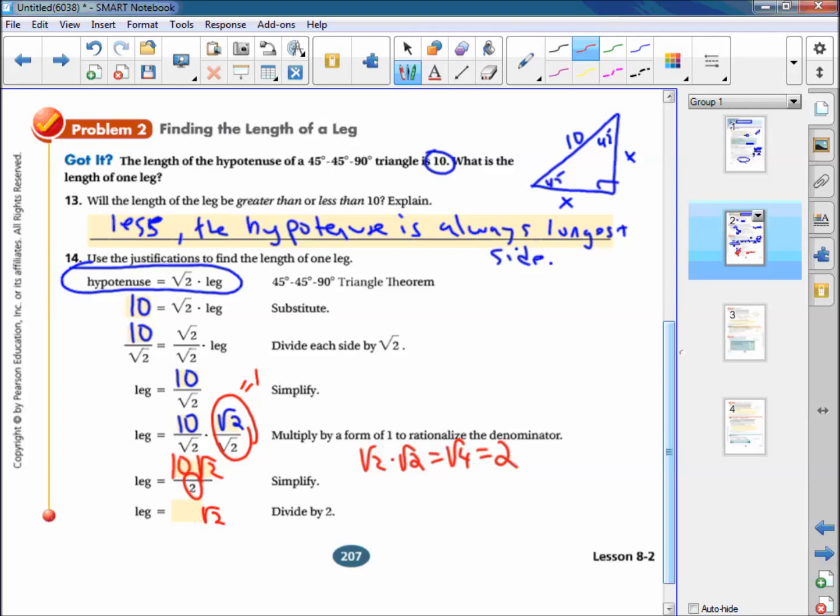And then we could do 10 divided by 2, though. That works out fine. Those are both whole numbers. 10 divided by 2 gives us 5. So the length of our leg is 5 root 2. All right, now let's check to see why this makes sense. Both of these legs are supposed to be the same, 5 root 2.